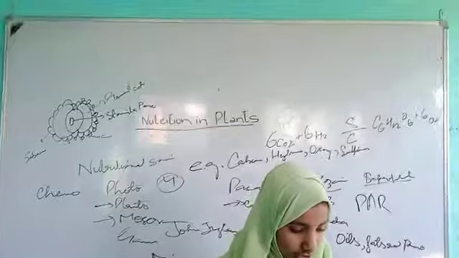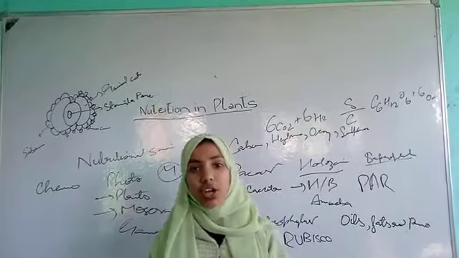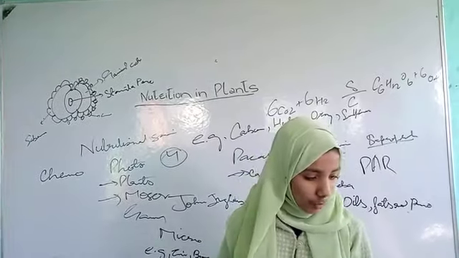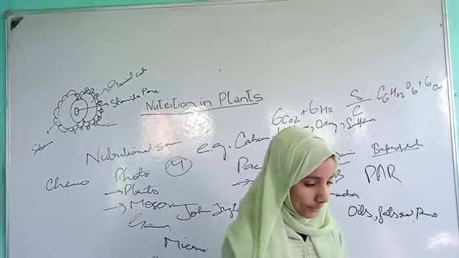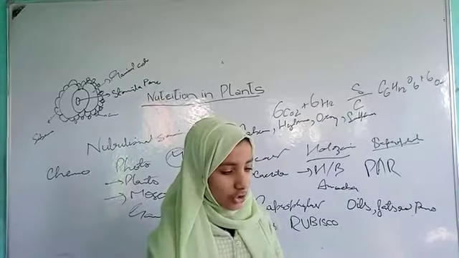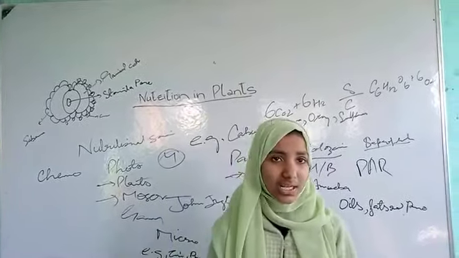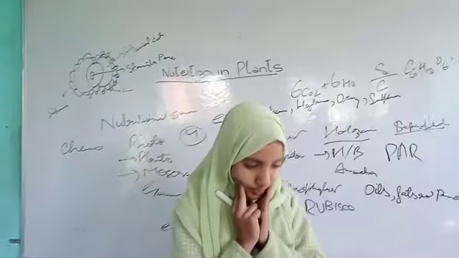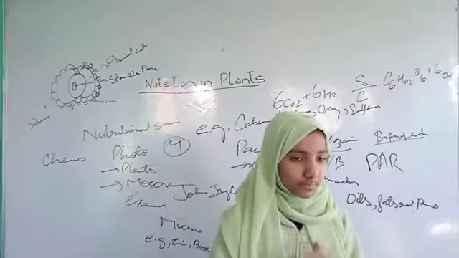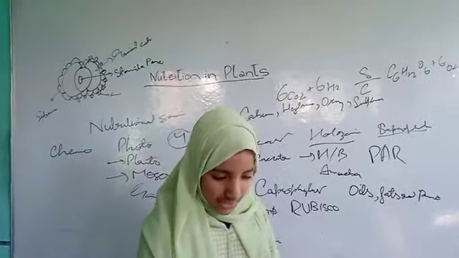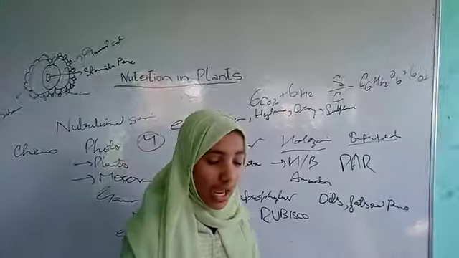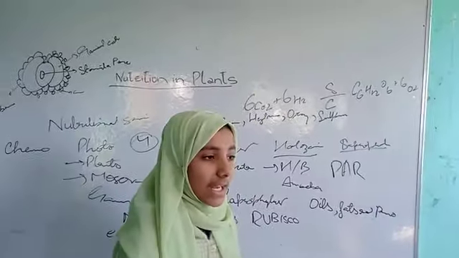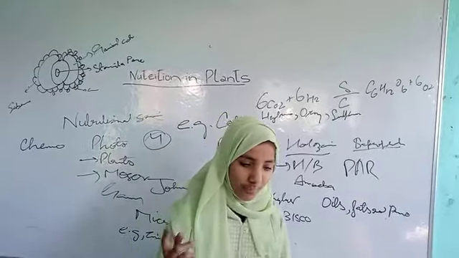What are essential nutrients? These are those nutrients which are not prepared by the plant itself. For example, boron, zinc, copper, aluminum, etc. And next are non-essential nutrients. These are those nutrients which are prepared by the plant itself. Essential nutrients take part directly in normal growth and development, and their deficiency cannot be overcome with the help of other nutrients. They directly take part in the biochemical reactions of plants.